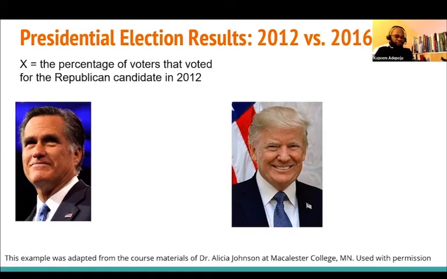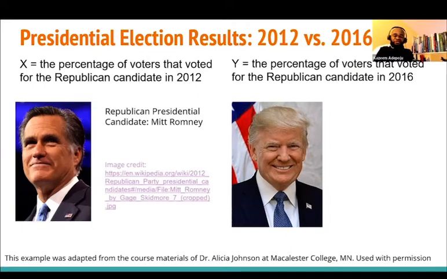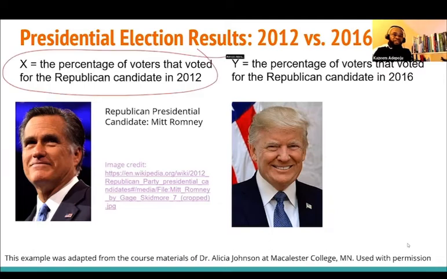Now, what is the focus today? We want to study the relationship between the percentage of voters that voted for Republican candidates in 2012 and in 2016. We're using X for 2012 because 2012 happened before 2016, right? And in the English alphabet, you first come across X before we come across Y, right?